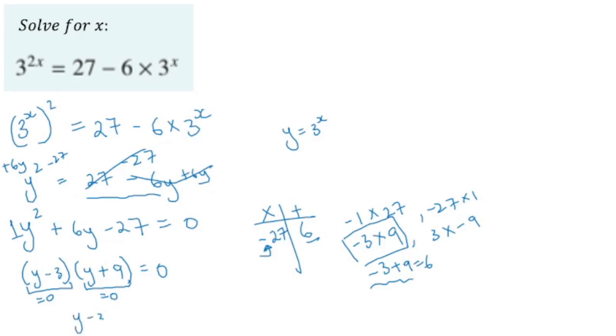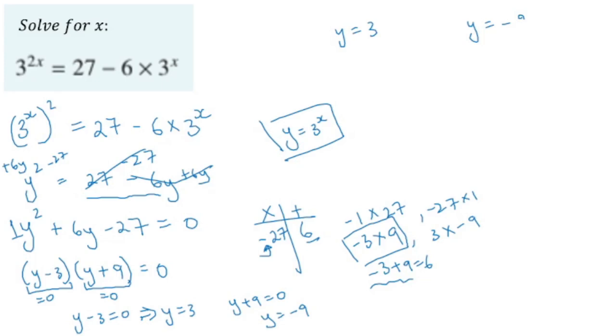So if y minus 3 equals 0, then rearranging it, we're going to get y equals 3. Or if y plus 9 equals 0, rearranging that, we're going to get y equals negative 9. Now remember, y was just 3 to the power of x. So if y equals 3 and y equals negative 9, we can now sub 3 to the power of x back in as y. So 3 to the power of x equals 3, or 3 to the power of x equals negative 9.